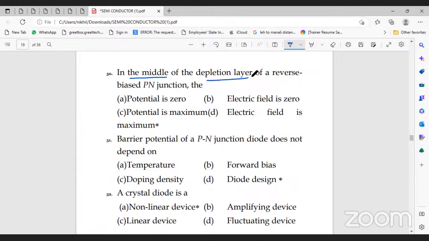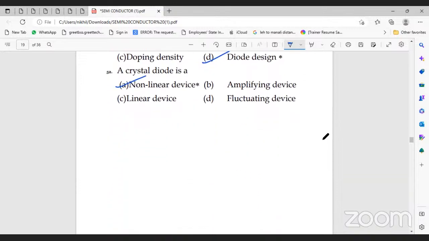In the middle of the depletion layer of the reverse bias, the electric field is maximum. Please remember. Barrier potential will not depend on the diode design. The crystal diode is a non-linear device because it doesn't obey Ohm's law. You know that the voltage versus current plot is going to be like this.